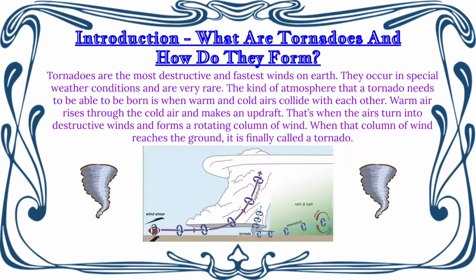The kind of atmosphere that a tornado needs to be born is when warm and cold air collide with each other. Warm air rises through the cold air and makes an updraft. That's when the air turns into destructive winds and forms a rotating column of wind. When that column of wind reaches the ground, it is finally called a tornado.